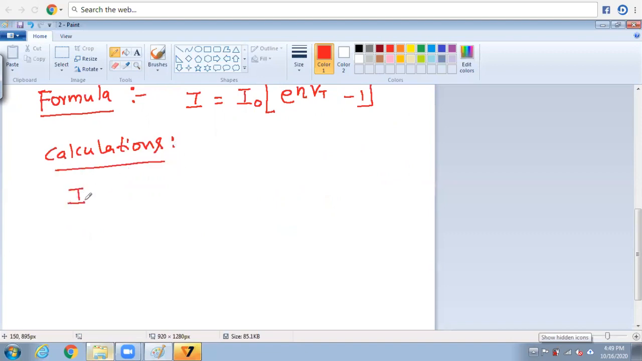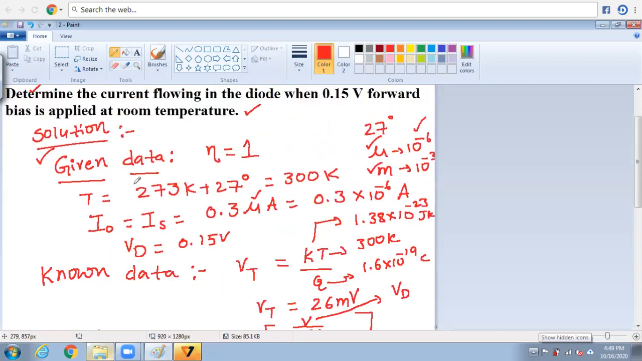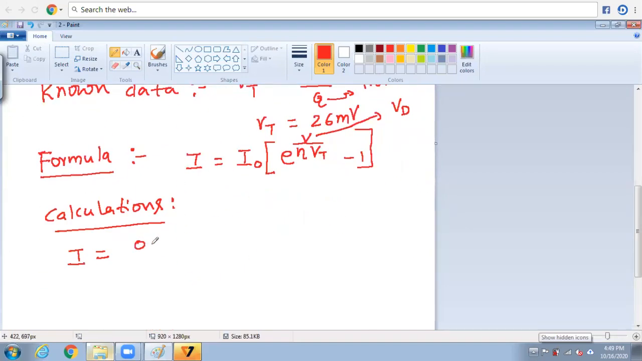Now I equal to, what is I naught? Yes, 0.3 into 10 to the power of minus 6 amperes. No need to mention the units here, you can write it in this structure. Now V equal to 0.15 volts. Eta is 1. Then VT equals 26 millivolts, which means 26 into 10 to the power of minus 3.